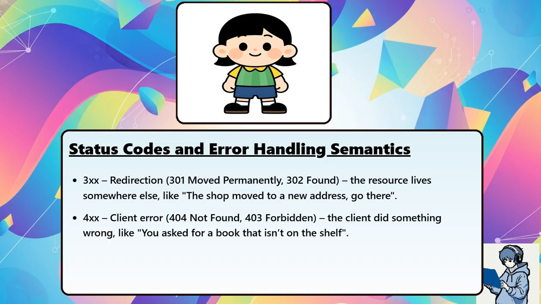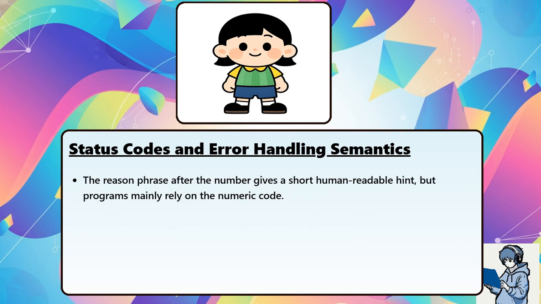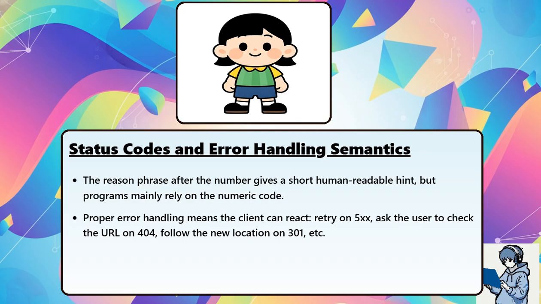4XX is client error: 404 Not Found, 403 Forbidden. The client did something wrong, like you asked for a book that isn't on the shelf. 5XX is server error: 500 Internal Server Error. The server messed up, like the kitchen burned the food. The reason phrase after the number gives a short human-readable hint, but programs mainly rely on the numeric code. Proper error handling means the client can react: retry on 5XX, ask the user to check the URL on 404, follow the new location on 301, etc.